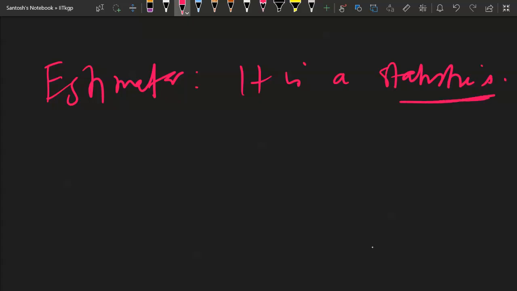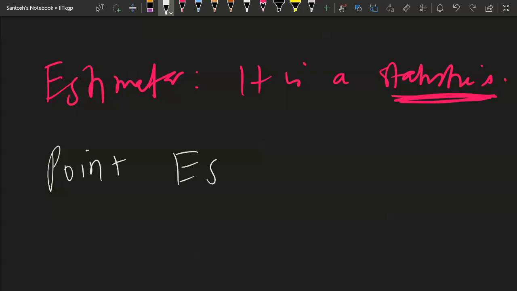Okay, so any statistic can be estimated. Now I will come to the word. There is a word, and we'll come to point estimation.